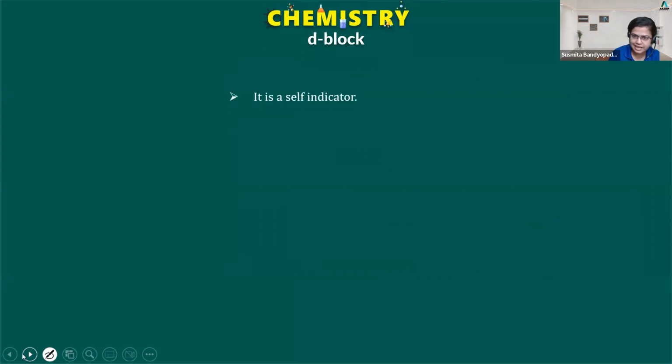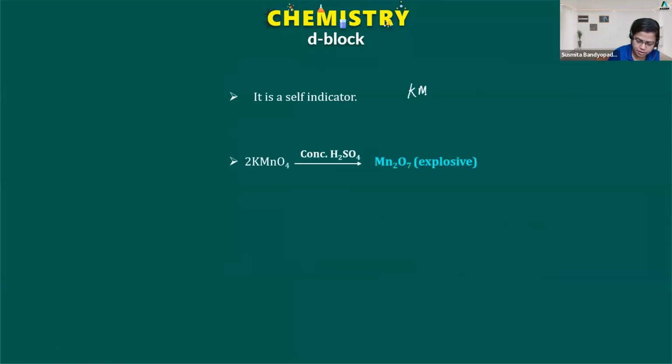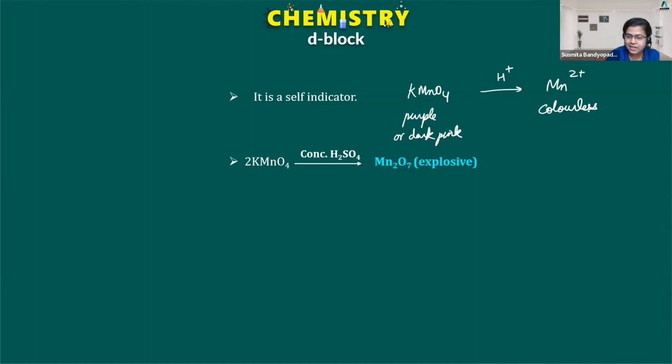Self indicator, yes. This I was going to tell you. KMnO4 or permanganate is purple or dark pink. Mostly you'll see that you're carrying out reactions in acidic medium. And when Mn2 plus is produced, it's colorless. So this change will indicate the completion of the reaction. So dark purple colored KMnO4 is turning colorless. With this color change, you don't need to add any indicator.